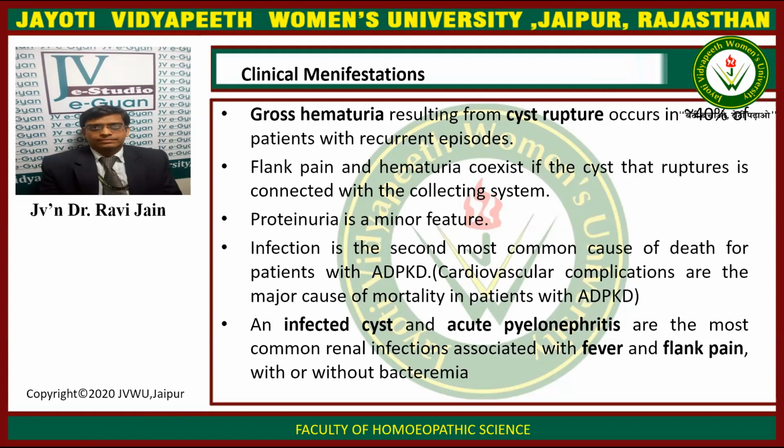Infection is the second most common cause of death for patients with ADPKD. Always remember, with autosomal dominant polycystic kidney disease, infection is the second most common cause of death. Cardiovascular complications are the major cause of mortality, and after that, infections are the second most common cause. An infected cyst and acute pyelonephritis are the most common renal infections, associated with fever and flank pain. The patient complains of fever and flank pain, with or without bacteremia.